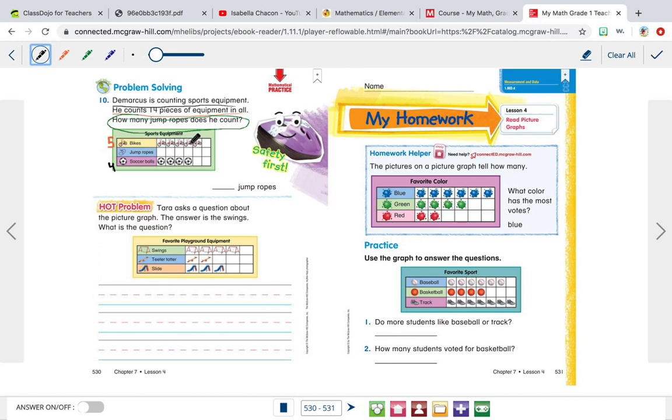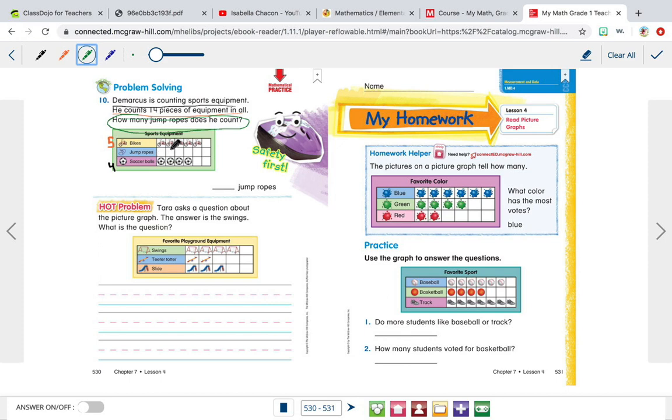So let's add 5 plus 4 and see how many jump ropes we need to add because we need to get to 14. So we have 1, 2, 3, 4, 5, and then we're going to add these. So 6, 7, 8, 9. We need to get to 14 pieces of sports equipment, so we need to add the jump ropes. So what I'm going to do is, we're at 9 right now. So we have 1, 2, 3, 4, 5, 6, 7, 8, 9.